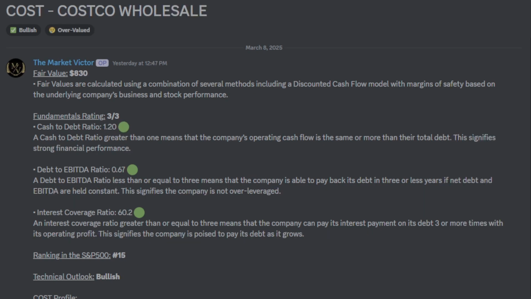So next we have Costco, which is one of my favorite stocks in my portfolio. I have an updated fair valuation of $830 per share following their earnings release. So unfortunately, it keeps it as overvalued rating.